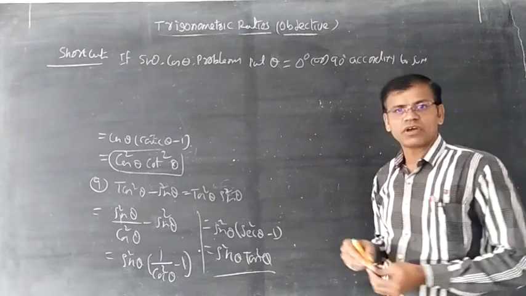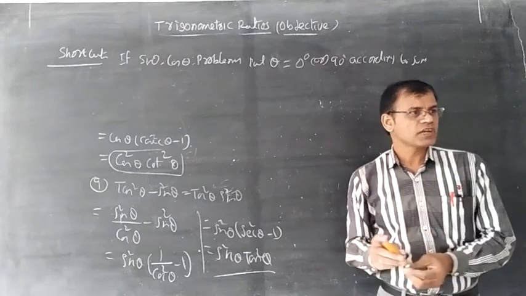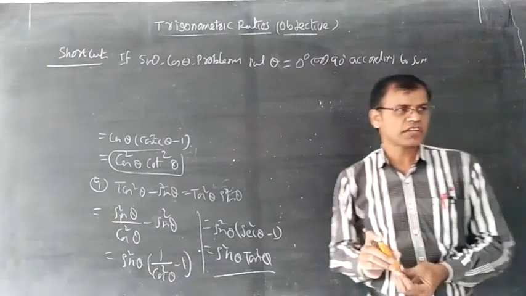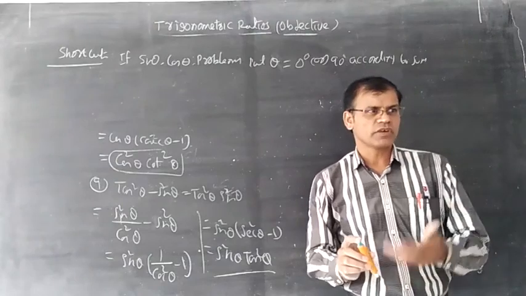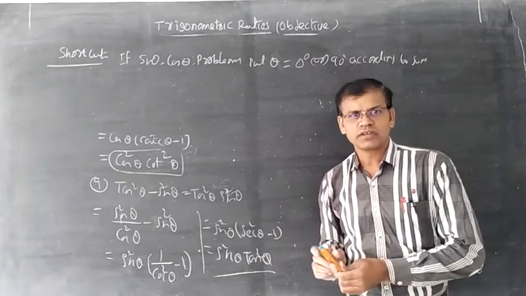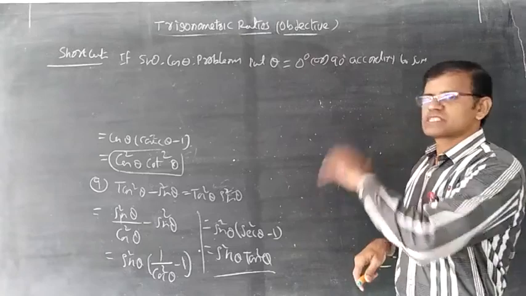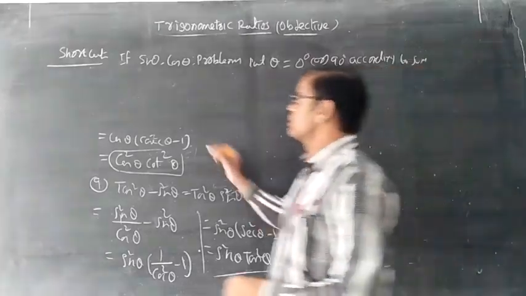According to the given sum, why? If 1 by cos theta is there, you should not apply 0 or 90, because 1 by 0 becomes 1 by infinity. Infinity should not come. That is why, according to the sum, maximum 0 and 90 satisfies.